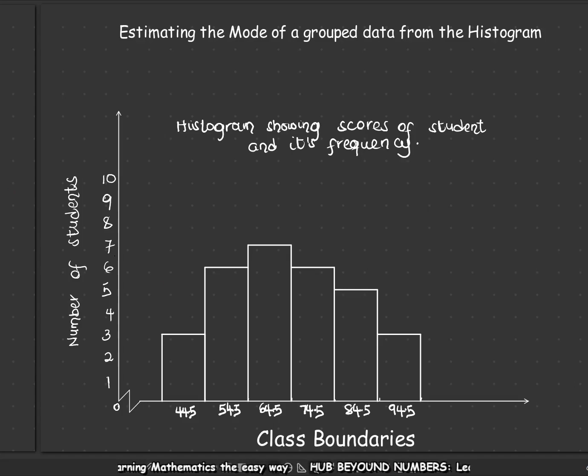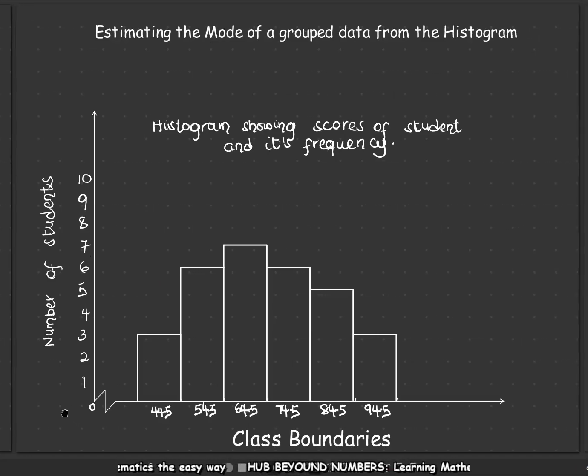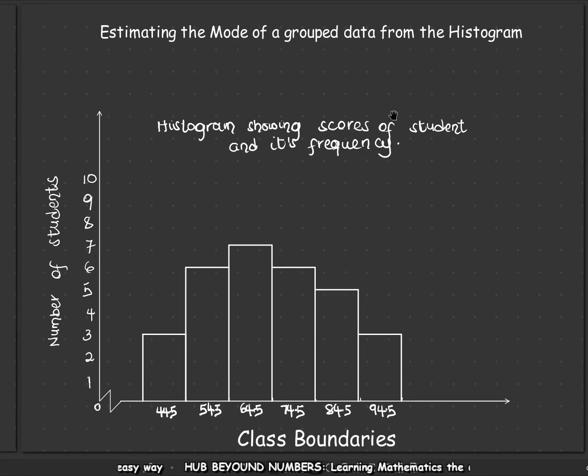Okay, so for the last method of determining our mode, we are looking at a histogram. This was one of the histograms we were able to draw in our previous video.